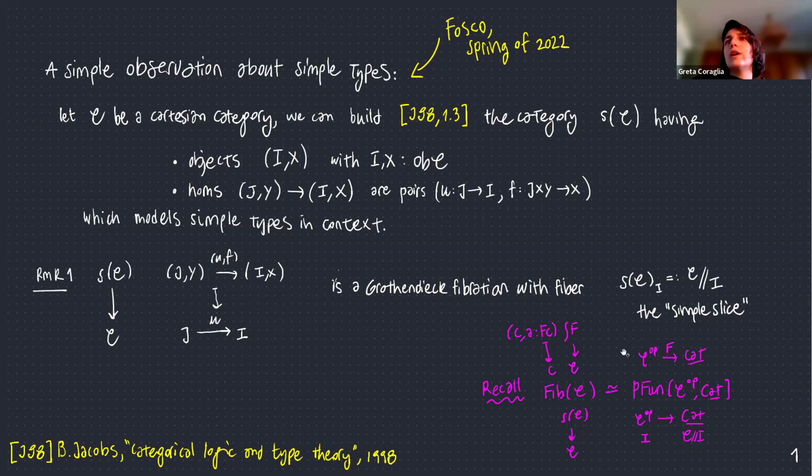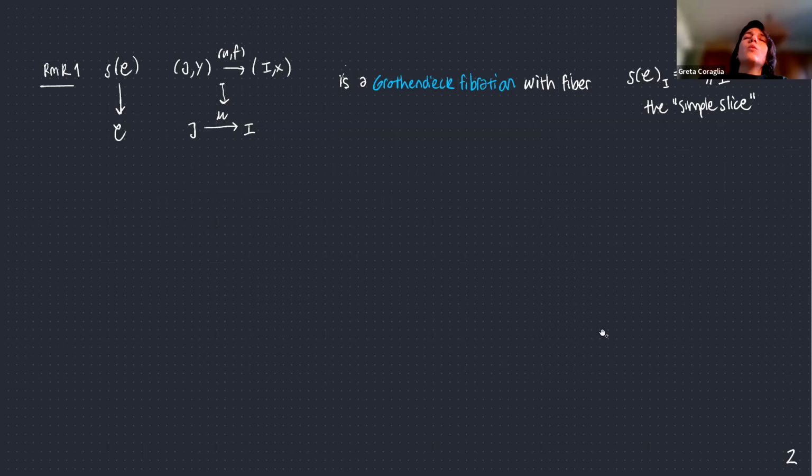If you go the other way around, so you have a pseudo-functor, then you can collect together all the fibers using this construction usually called the Grothendieck construction. So going from pseudo-functors to fibrations, we collect together all the fibers. And this is the part that we're really interested in. Jacobs noticed that the simple category SC is fibered over C.